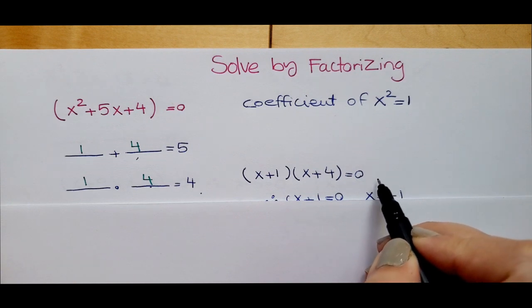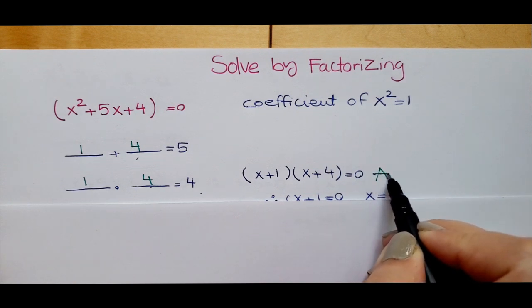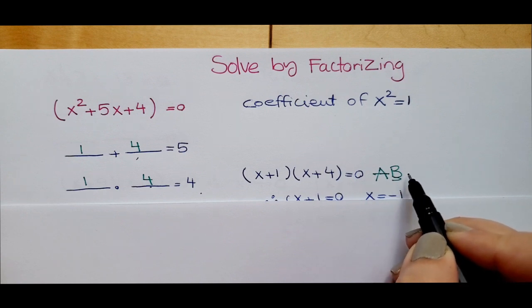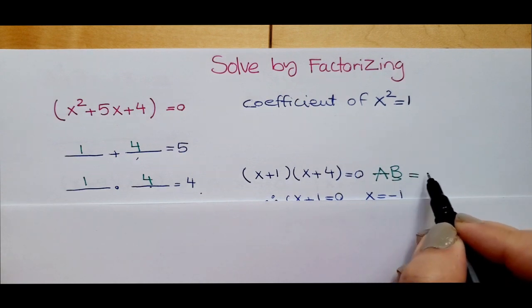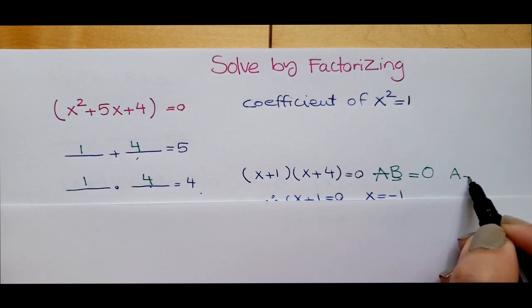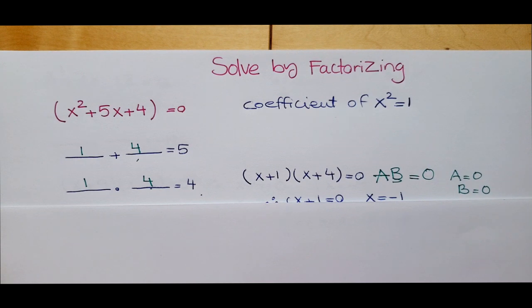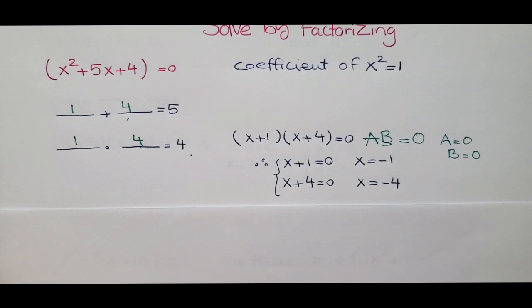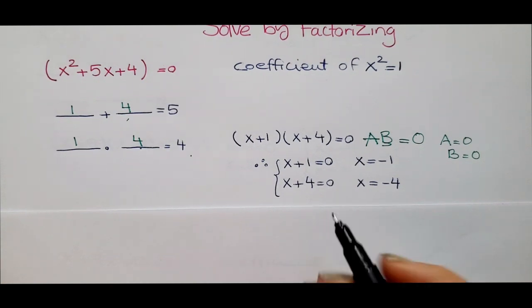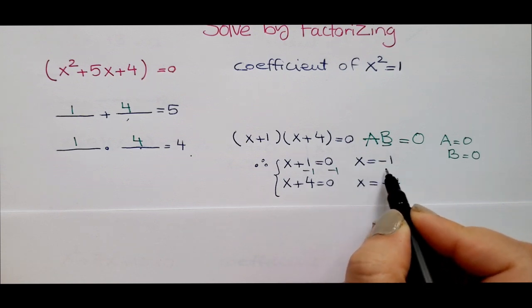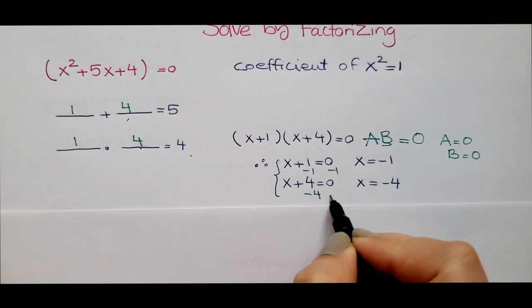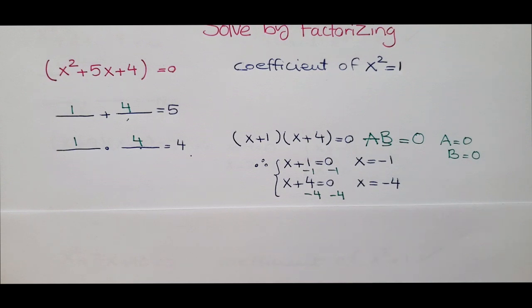And as you can remember, if two expressions, a times b, are multiplied by one another and the answer is 0, then that means either a is 0 or b is 0. So that means either the first parenthesis or the second parenthesis is 0. So we can say either x plus 1 is 0 or x plus 4 is 0. From here, we add negative 1 to both sides, so x is negative 1. From here, we add negative 4 to both sides, and x would be negative 4. And the two final roots for this quadratic equation are negative 1 and negative 4.